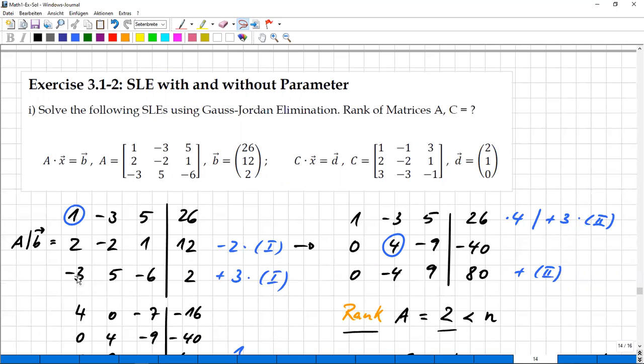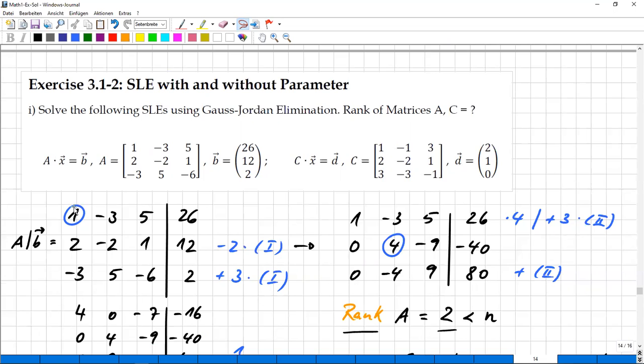Okay, so far. Then in the third row, I add 3 times the first row so that I get 0 here. Minus 3 plus 3 times 1 is of course 0. 5 plus 3 times minus 3 means 5 minus 9 equals minus 4, and minus 6 plus 3 times 5 is minus 6 plus 15, which equals 9. And finally, 2 plus 3 times 26. What is 3 times 26? Help me. Took too long. 78, of course. So 2 plus 78 is 80. That's it. And the first column has been fully eliminated.